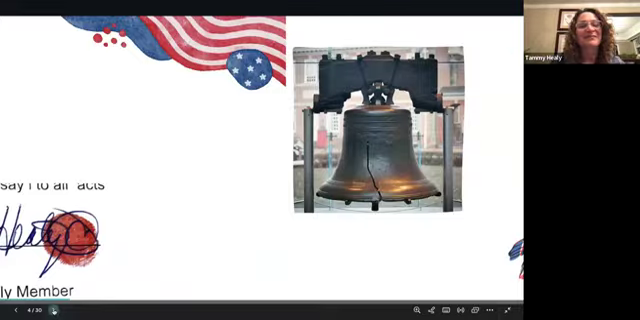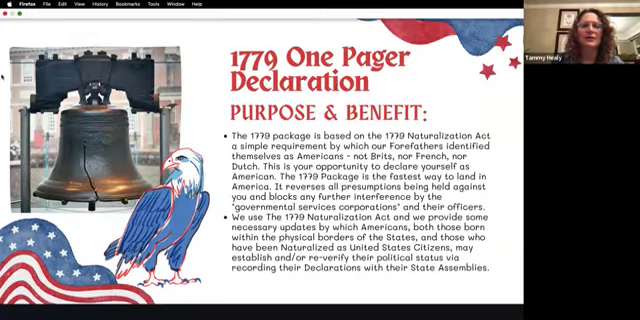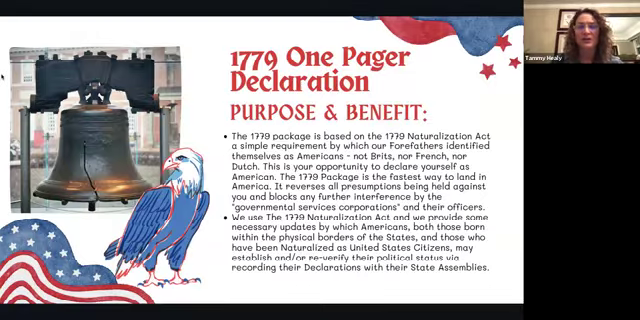All right, now let's get into the 1779 Declaration. This is the one-pager declaration. The purpose and benefit of this is based on the 1779 Naturalization Act, a simple requirement by which our forefathers identified themselves as Americans, not British, not French, not Dutch. This is your opportunity to declare yourself as an American. The 1779 package is the fastest way to land in America.